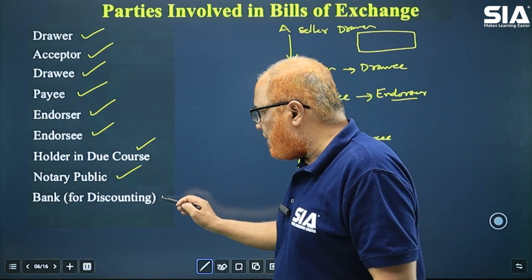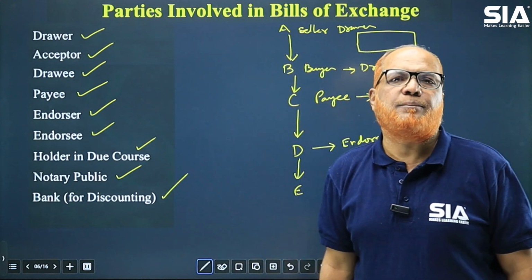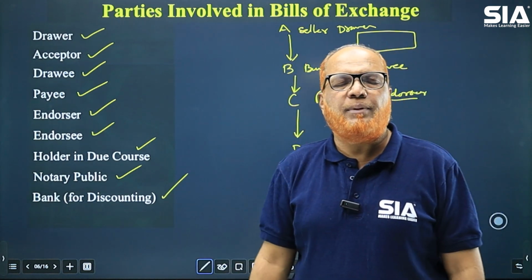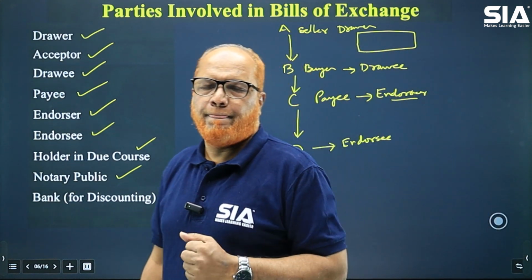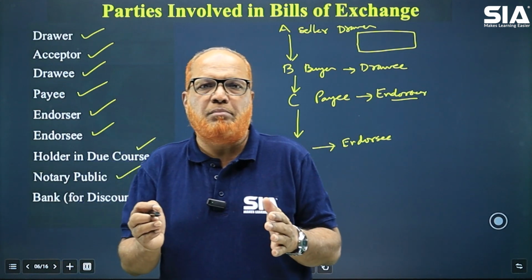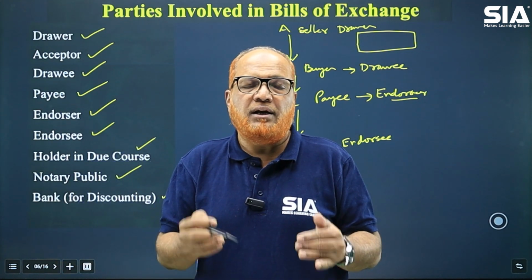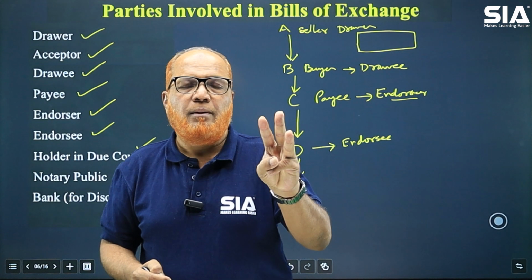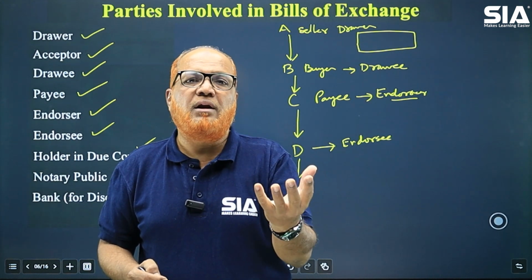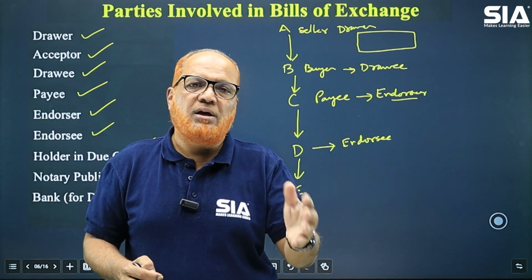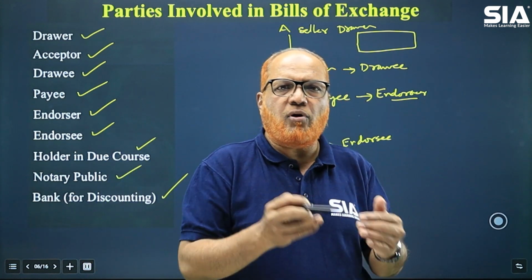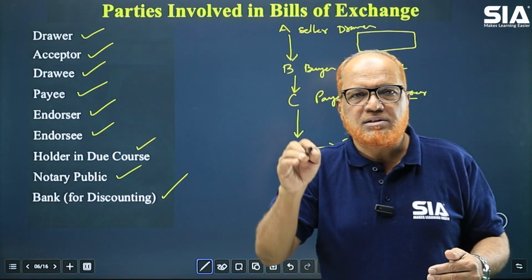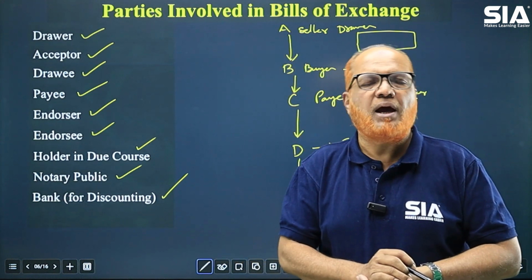Now next one is bank for discounting. Many a time what will happen, the holder of the bill is in need of money. So when the holder requires money before maturity, the duration of the bill is 3 months. But within 1 month, the holder requires money. So he can approach the banker and sell the bill to the banker before maturity. The banker will make some discounting charges and pay the bill.